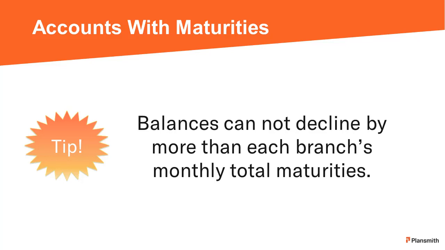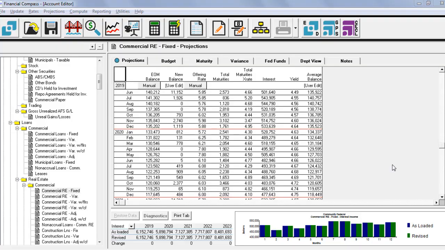If management insists on higher balance drops, you can still do that by increasing the prepayments or accelerating the maturity distribution in the branches that show zero in some of the new balance months. Well, let's move on to an example of dollar growth per month.